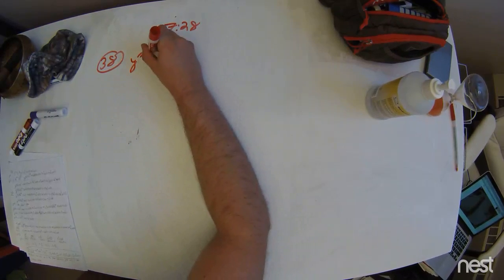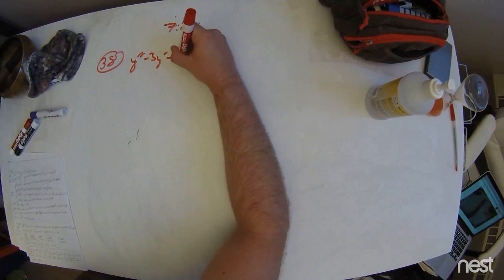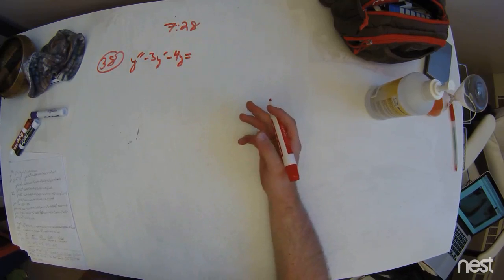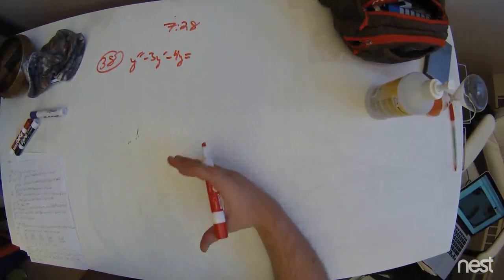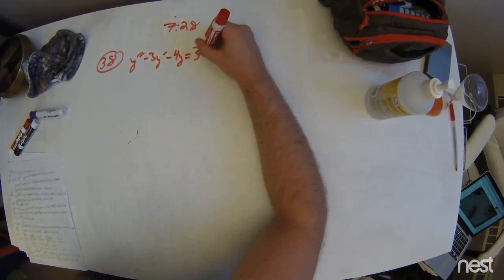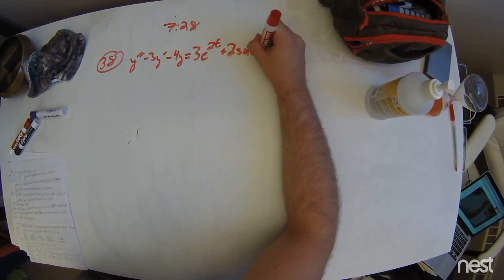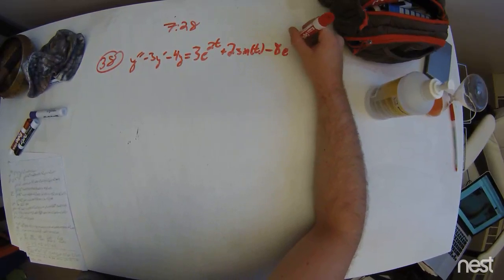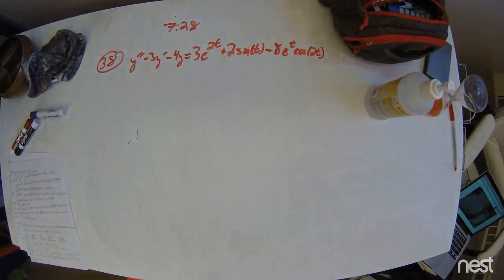Including this one, we've had the statement y double prime minus 3y prime minus 4y equals some forcing function. However, this forcing function is a linear combination of all the previous three problems' forcing functions. So 3 e to the 2t plus 2 sine t minus 8 e to the t cosine 2t. Now, because this ODE is nice and linear, we can use undetermined coefficients to solve for it.